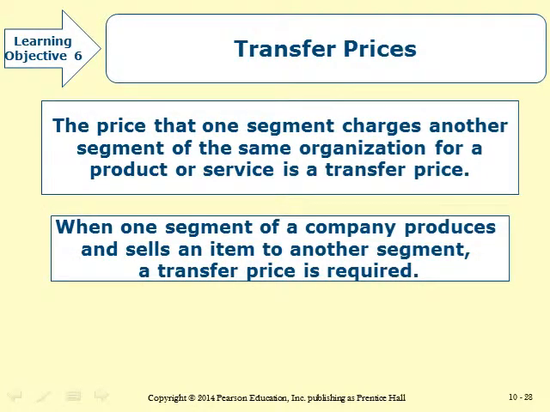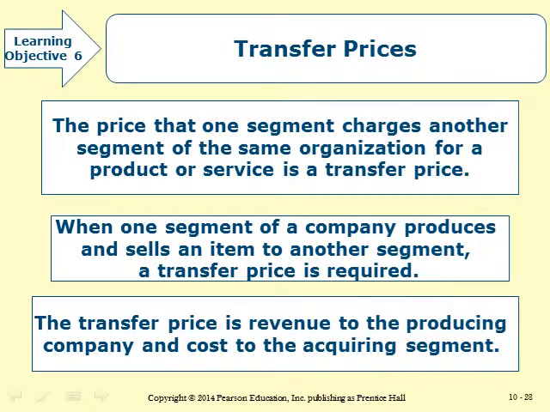And so next we want to talk about the idea of transfer prices. A major source of potential conflicts between segment and organizational interests occurs when one segment sells products or services to another segment of the same organization for a price called the transfer price. When one segment produces a subcomponent and sells it to another segment that then incorporates it into a final product, the transfer price is required.